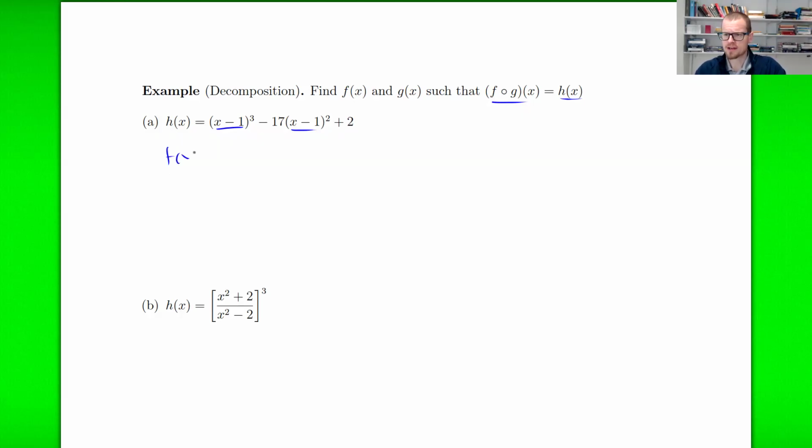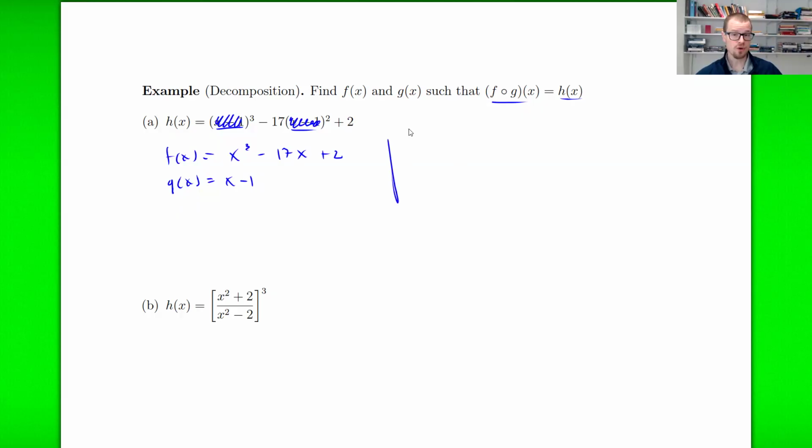So if I wanted to identify the function f and the function g, g is the innermost function, since x appears as x minus 1 each time. That's what I'm plugging in here. Now if I cover that up, x minus 1, what I'm left with is something cubed minus 17 times something squared plus 2. That something is x minus 1. And in the function f, I would just call it x. f(x) equals x cubed minus 17x squared plus 2.